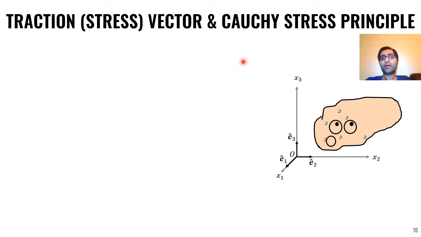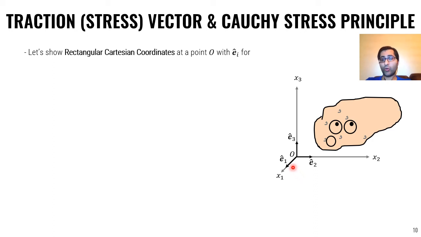We use a Cauchy stress principle to define traction or a stress vector at any point inside a body. Let's see how we do it. Let's assume a Cartesian coordinate at point O with unit directors E1, E2, and E3. E1 is (1, 0, 0), E2 is (0, 1, 0), and E3 is (0, 0, 1).